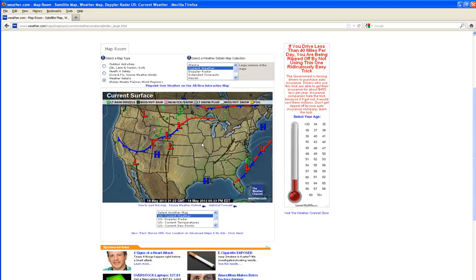So there's a lot of information you can glean from the surface map. So at this point, I will go ahead and end this particular video, and I will pick up with the 500 millibar surface.